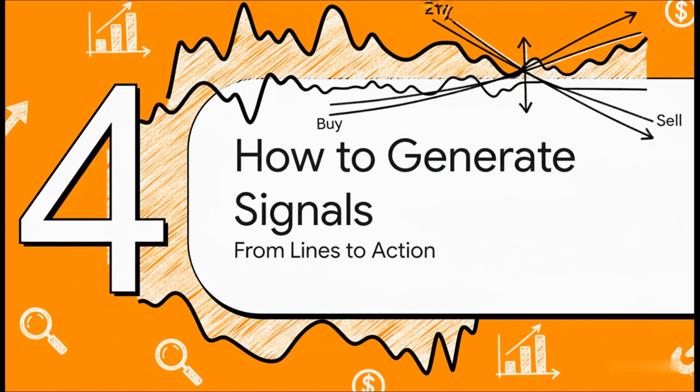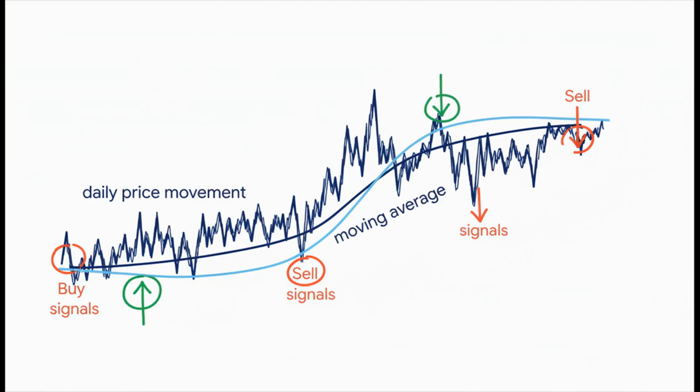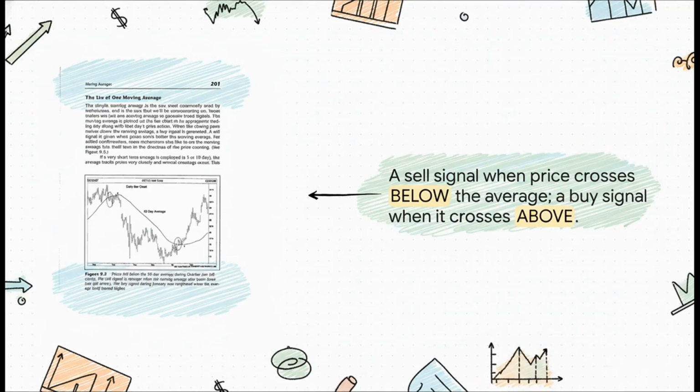That's great, but so what? How do we actually turn these lines into something useful, like actual buy or sell signals? Well, let's start with level 1. The most basic method is called the price cross. And just like the name suggests, it's all about watching how the price itself interacts with that single moving average line. The logic here is really straightforward.